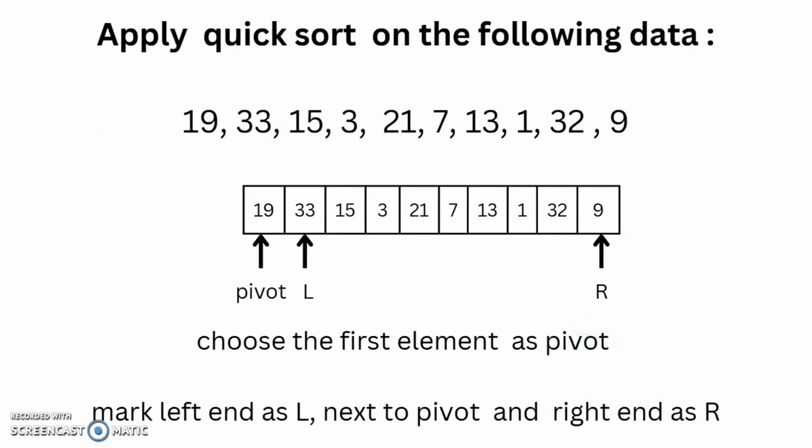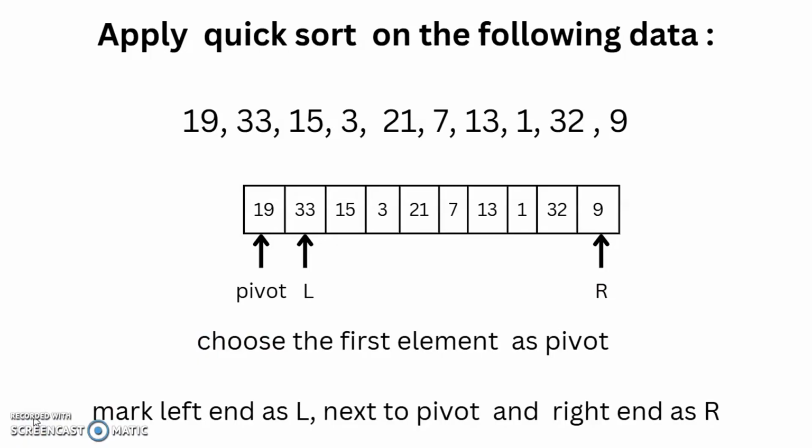In the list, you start with the first element as pivot element, and next to the pivot you mark it as a left pointer, that is L, and mark the right end as a pointer with the name R.